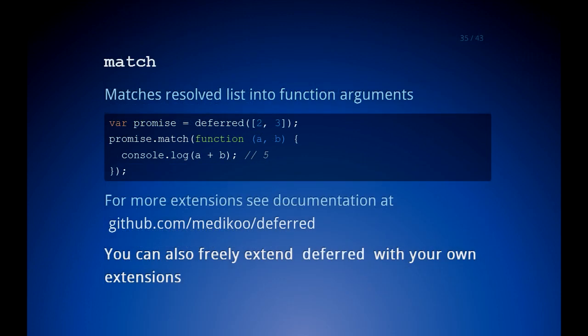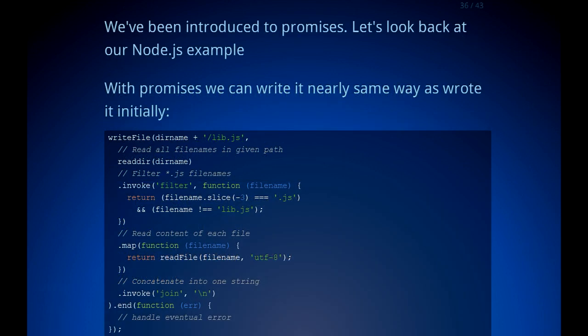Promise extensions. In deferred, promises are equipped with some useful extensions. Map and reduce, so we can call them on the to-be-resolved value. You just call map on a promise, and it will be called when the value is resolved. For example, we can asynchronously read a directory for file names and already schedule to read the content of each file.